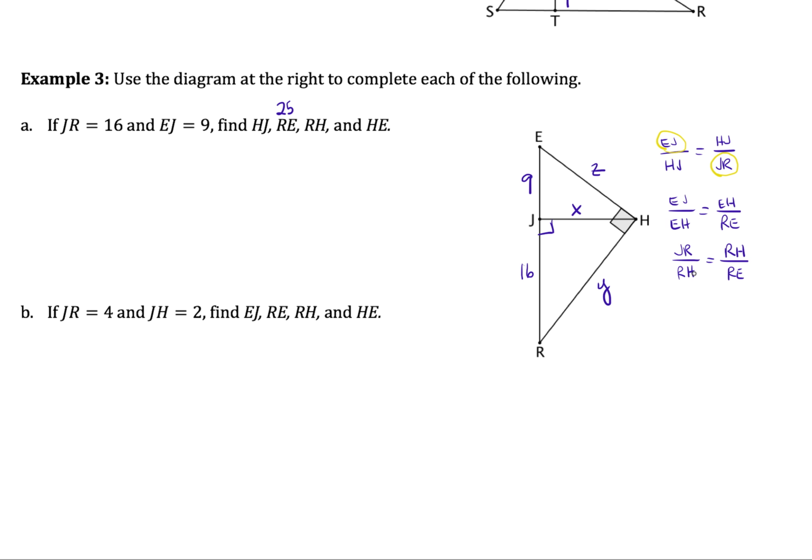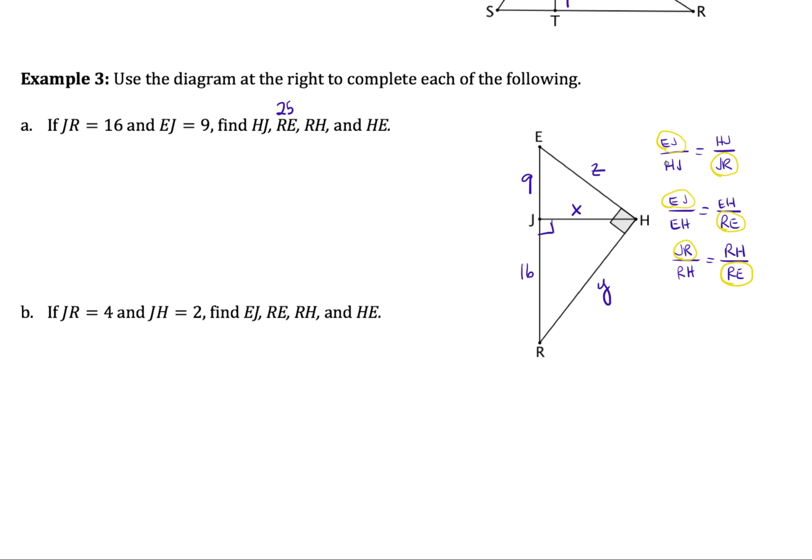Let's keep going though. Let's look at in these other two proportions, what do we know? In the second one we know EJ, we don't know EH, but we know RE. And in the third proportion, we know JR. We don't know RH to start, but we do know RE. So even though there's 4 spots in each proportion, there's really only 3 numbers because these 2 spots will always be the same because we're looking at a geometric mean situation. In each of these proportions, there are 3 potential numbers, and we know 2 of them in each one. So that means we should be able to solve for the third number in each of these proportions. So let's go ahead and work on that.